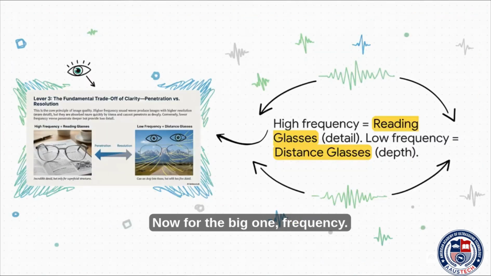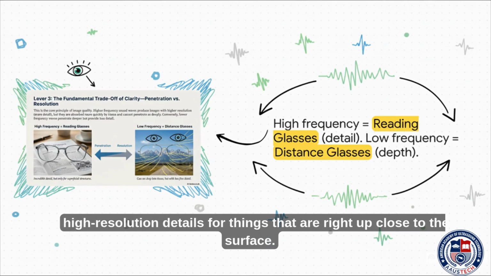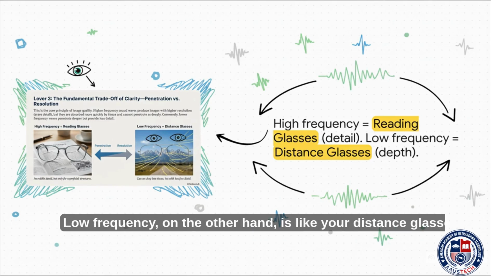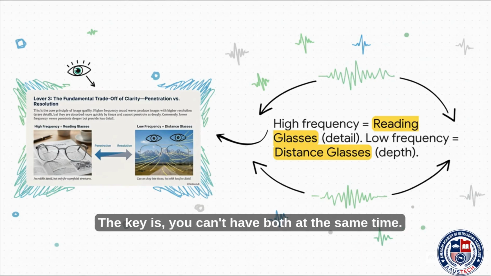Now for the big one: frequency. This is the fundamental trade-off in all of ultrasound, and I absolutely love this analogy. High frequency is like your reading glasses. It gives you these incredible, sharp, high-resolution details for things that are right up close to the surface. Low frequency, on the other hand, is like your distance glasses. It can see way deeper into the body, but all those fine details get a little blurry. The key is you can't have both at the same time.